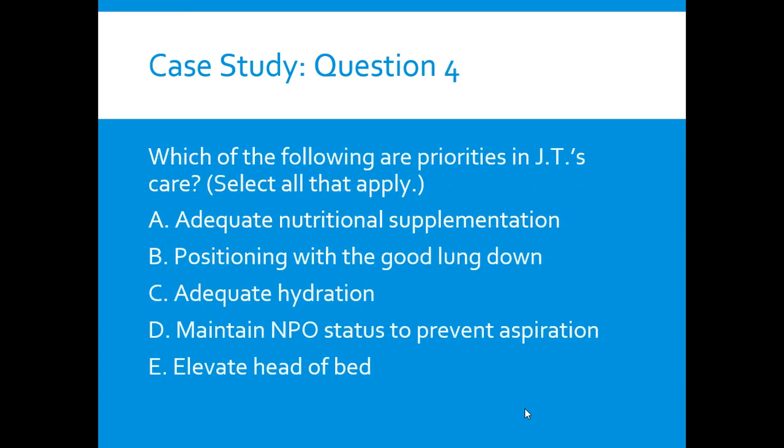Okay, case study question 4. Which of the following are priorities in JT's care? Select all that apply. Adequate nutritional supplementation, positioning with the good lung down, adequate hydration, maintain NPO status to prevent aspiration, or elevate the head of the bed. So you can pause it here if you need a little time to think about this.